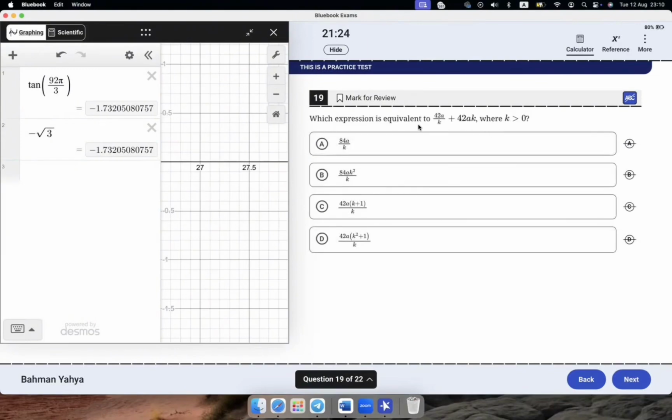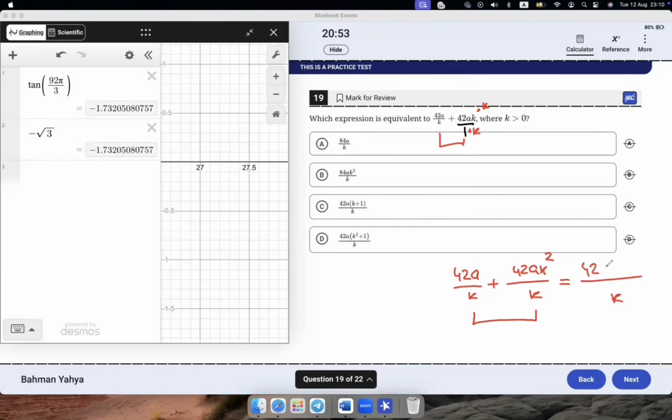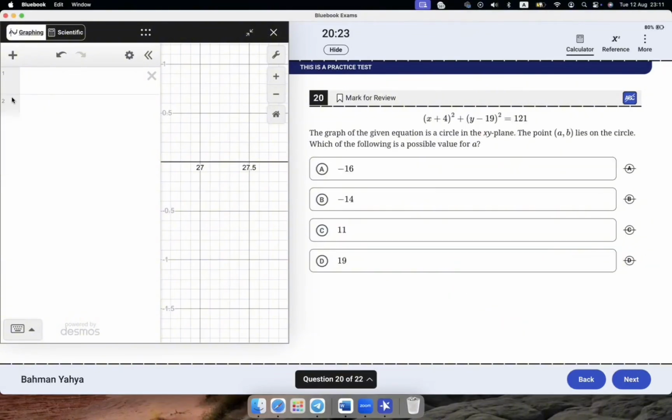Question 19. The expression is equivalent to which of the following? Its denominator is 1, right? And what I will do, I will multiply both sides by k to get the same denominator. So what I get here, 42a divided by k plus 42ak squared divided by k. Because both are divided by k, we can just add them. 42a plus 42ak squared. Can you just factor it out? It's 1 plus k squared, right?